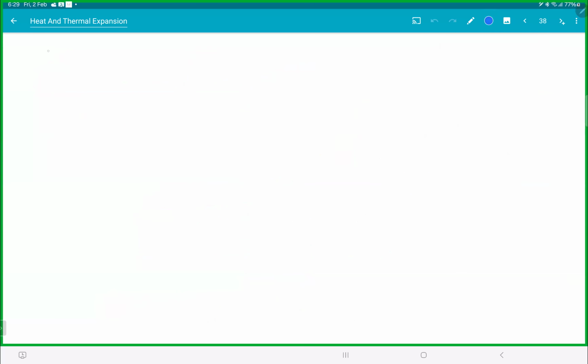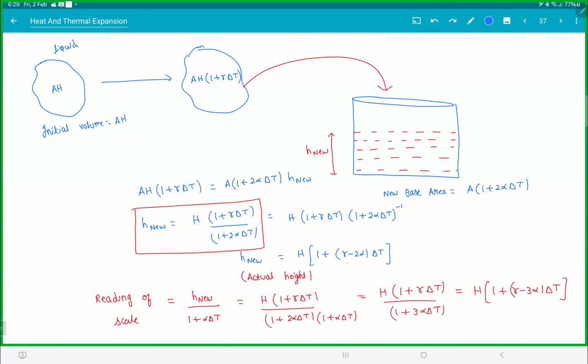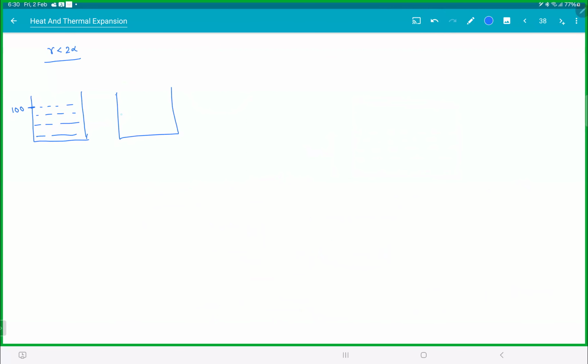Let's say gamma is less than 2 alpha. This will be a matrix matching equation. Let's understand what that means. So let's say we have a container, and let's say the container is showing reading 100. Now, when you increase the temperature, see what happens. If gamma is less than 2 alpha, the actual height also decreases. When the container is expanding so much, it feels as if the liquid level has decreased. So this is what you will notice. The actual height decreased. On top of it, the container also will show reading as 90.